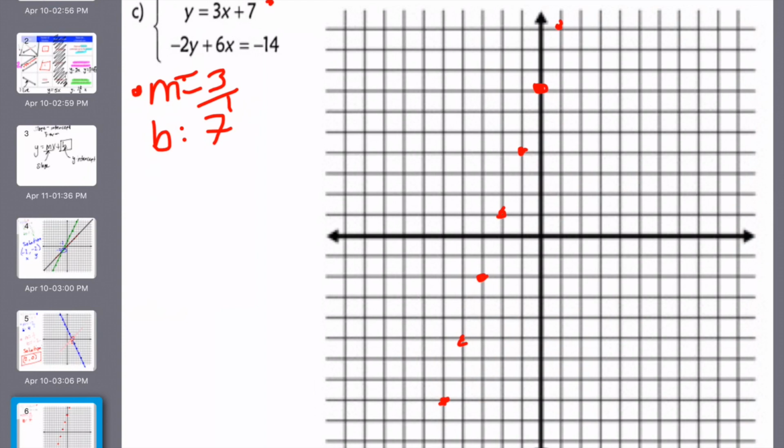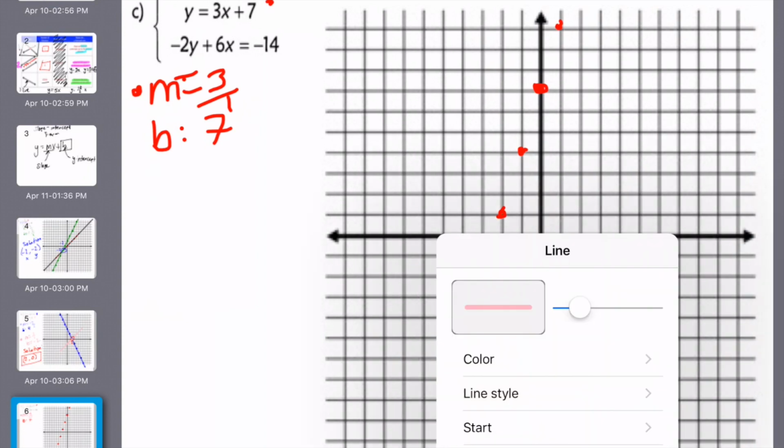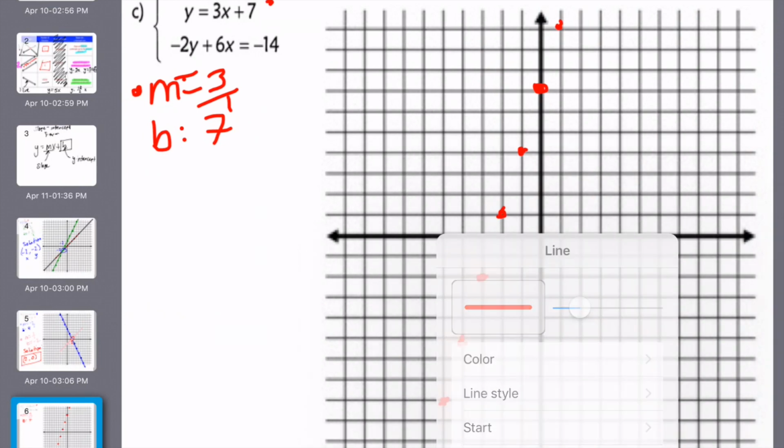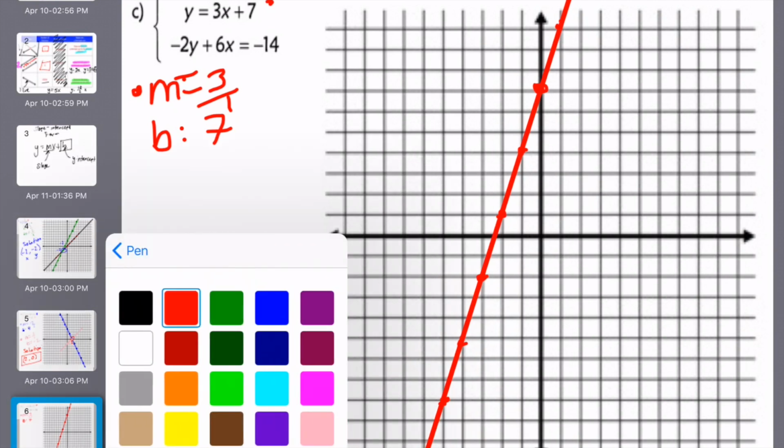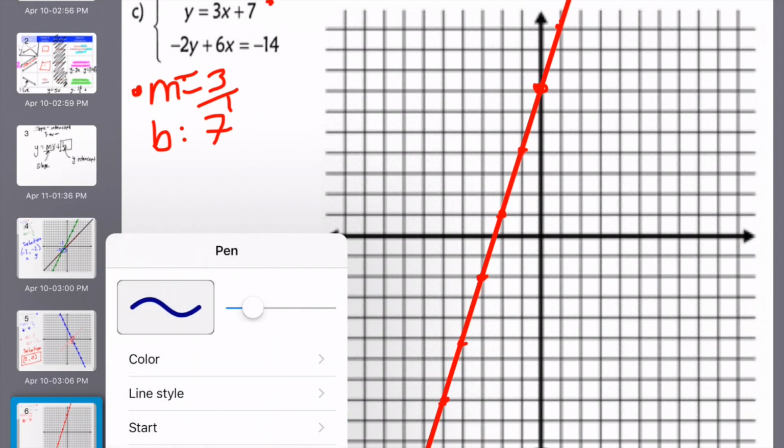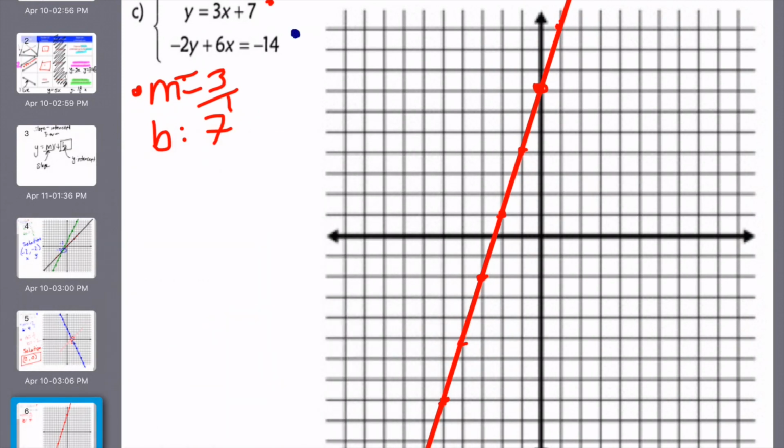Up 3, 1. Up 3, 1. Nope, that's right. Okay. Color, change that to be red. And then here we go. Perfect. Okay. However, this second equation is where I'm guessing some people are starting to freak out a little bit.